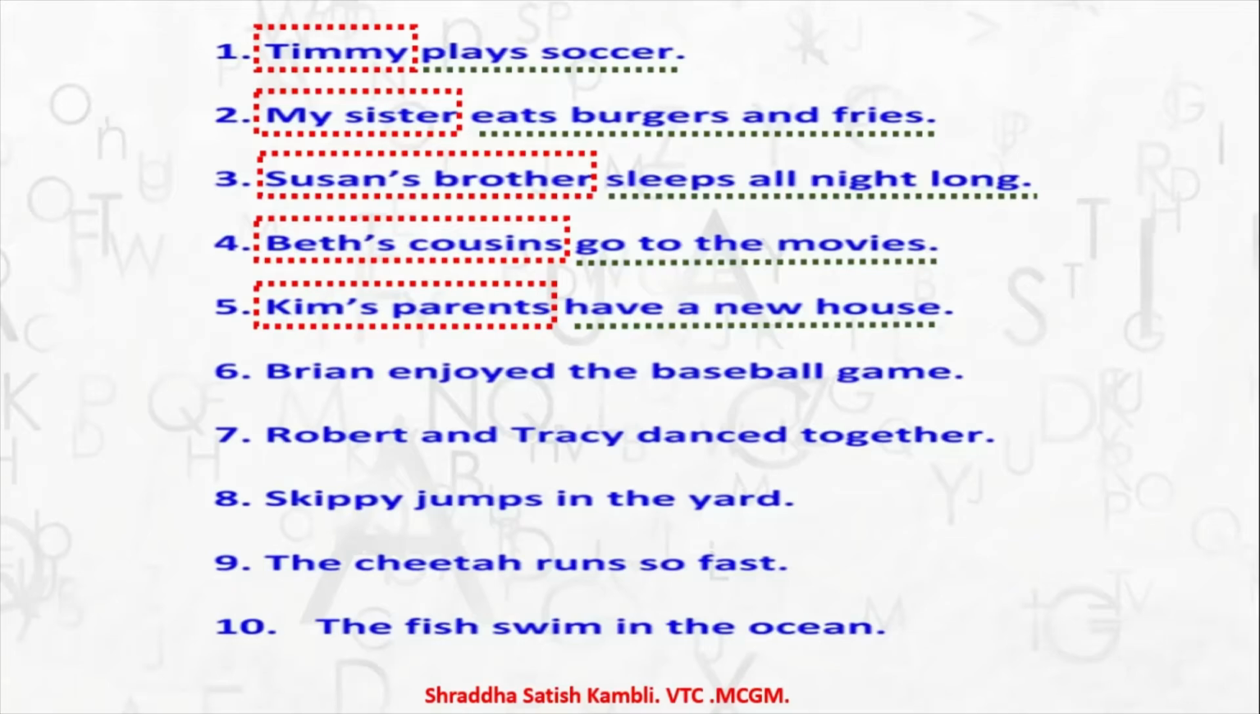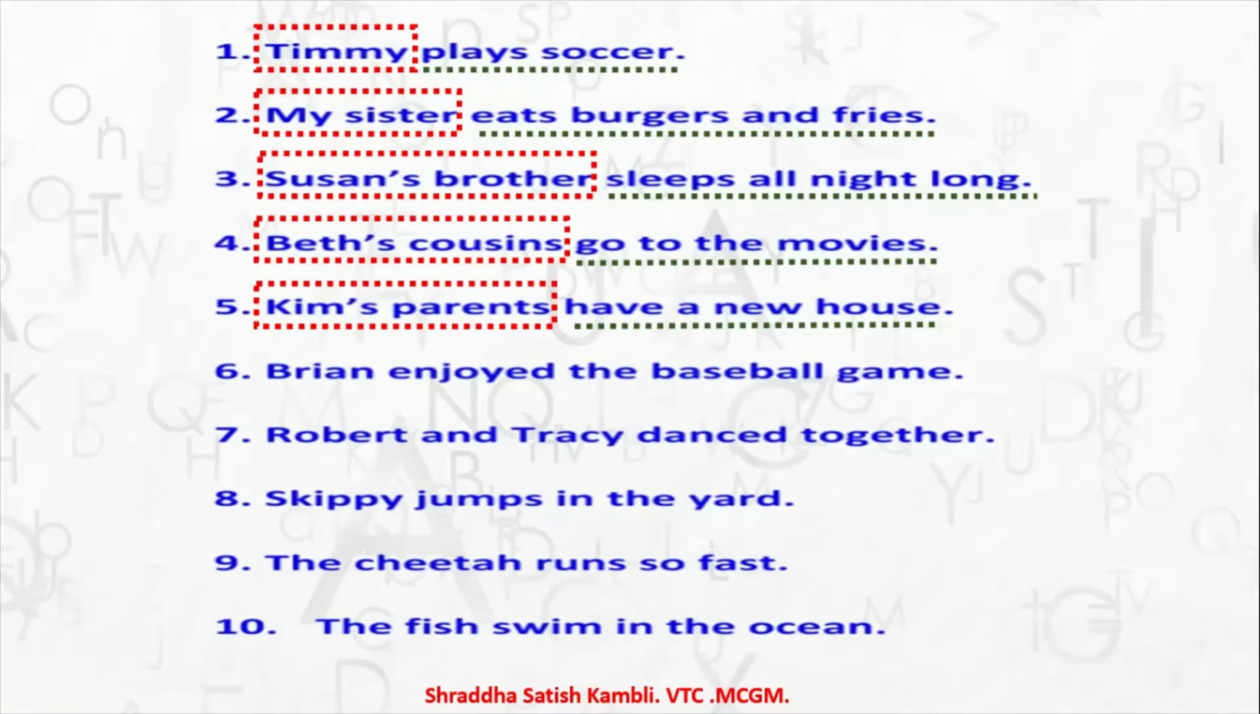So you see here, Timmy answers the question who, my sister answers the question who, Susan answers the question who, Susan's brother answers the question who, Beth's cousins answer the question who, Kim's parents answer the question who. The remaining 5, you try to do it on your own. Try to figure out which is the subject and which others are the predicate. Okay, children?